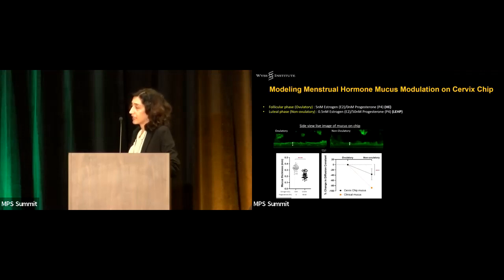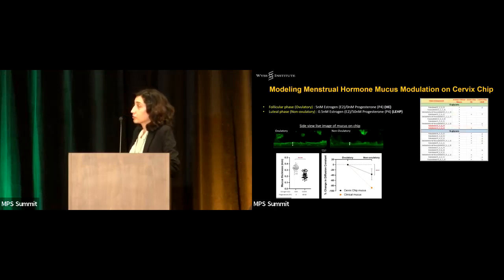Also, biophysical analysis of the mucus showed that with the non-ovulatory hormonal regime, which is high progesterone, the diffusion property of the mucus significantly reduces compared to the ovulatory phase, which is similar to the trend that we see in the human clinical mucus as well. And this is pretty obvious because during the ovulatory phase, the environment needs to be ready to transfer the sperm, so it becomes more diffusive.